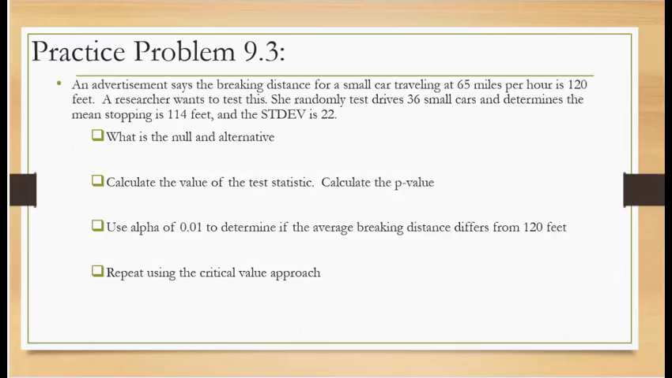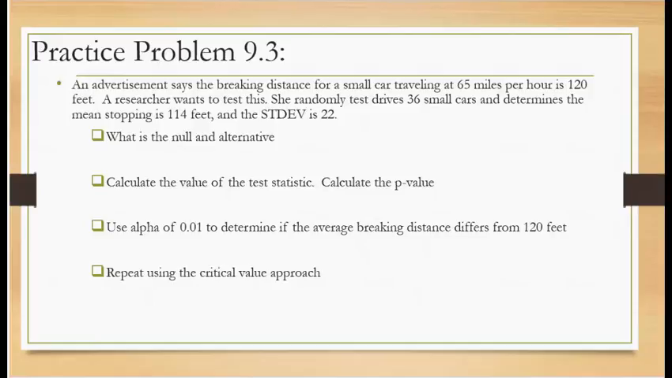So I thought I would do another one that's a one-tailed test, because sometimes those can be a little bit confusing. We have this advertisement, and it says that the braking distance for a small car traveling at 65 miles an hour is 120 feet. A researcher wants to test this, so she randomly test drives 36 small cars and determines that their mean stopping rate is 114 feet with a standard deviation of 22.